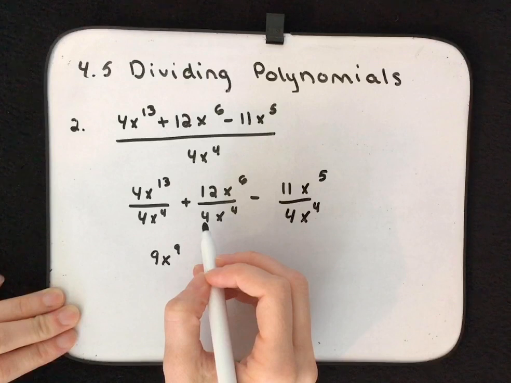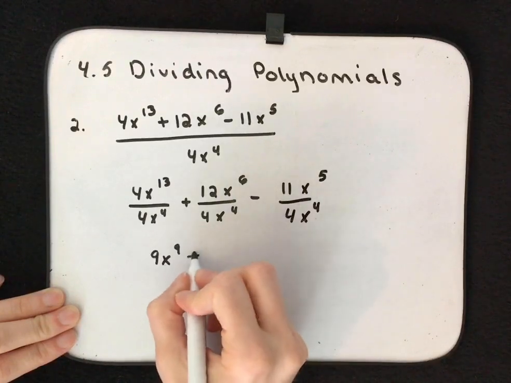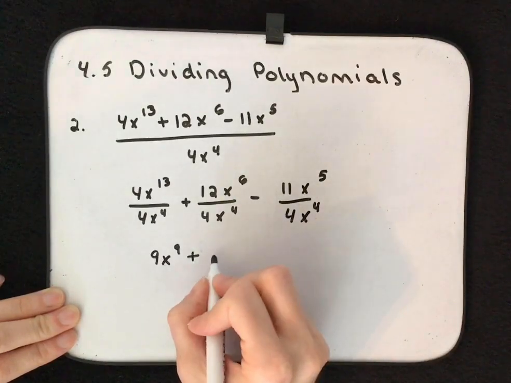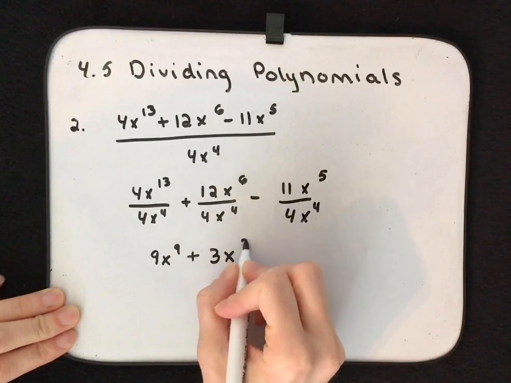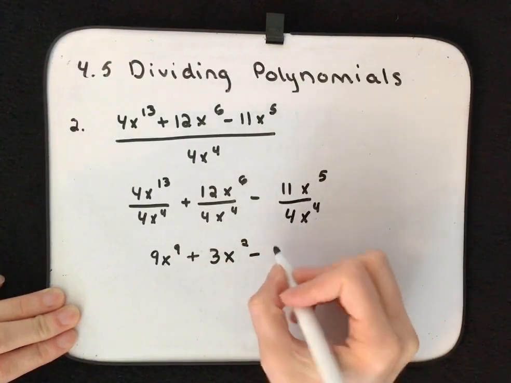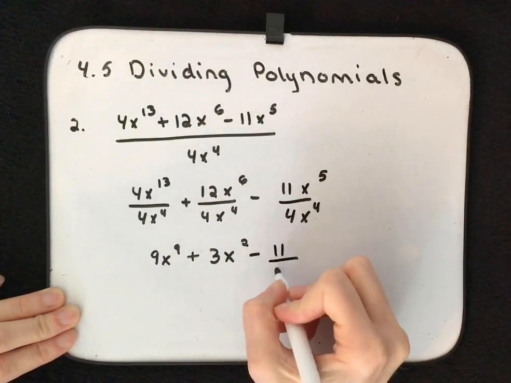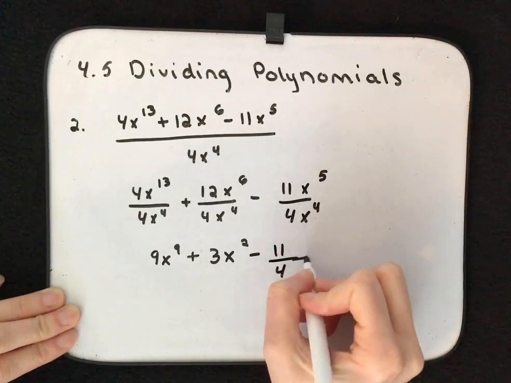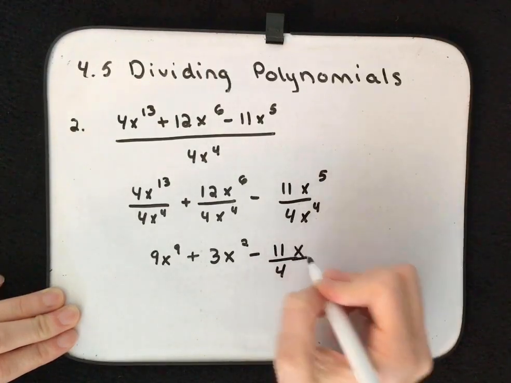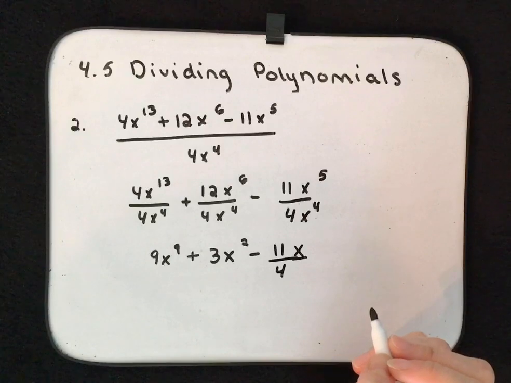12 over 4 is 3. X to the 6th over x to the 4th. 6 minus 4 is 2, so 3x to the 2nd. 11 over 4 we can't really do anything with, so we'll just leave that as 11 over 4. X to the 5th over x to the 4th leaves us with just x in the numerator.